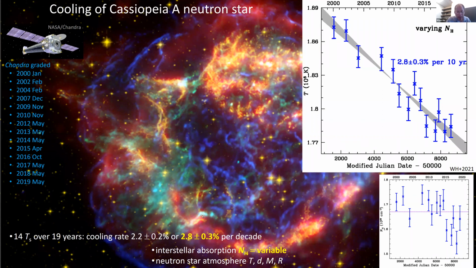Going back to the slide, the basic end result is that from these 14 observations over 19 years, we measured that the neutron star temperature is cooling at a rate of about 2 to 3% per decade.